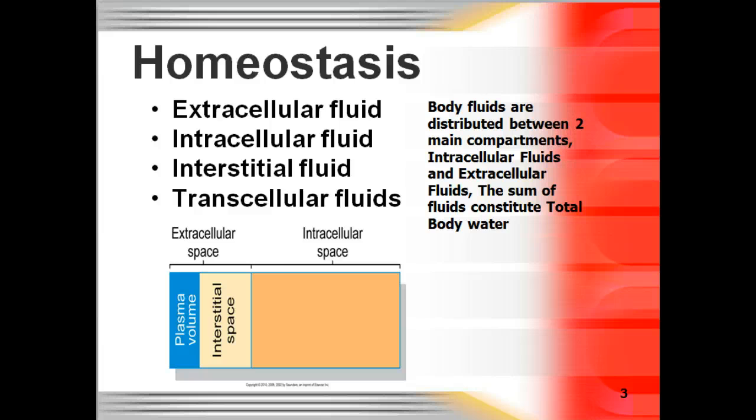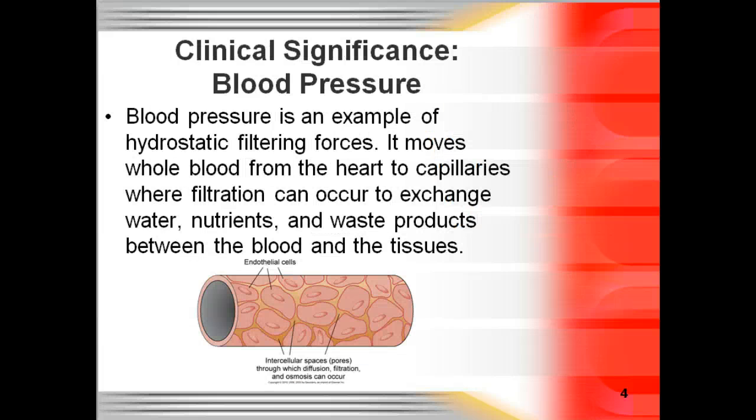There is the clinical significance of blood pressure. Blood pressure is an example of what they call hydrostatic filtering forces, and it moves the whole blood from the heart to the capillaries, and that's where filtration can occur so that you can have an exchange of water, nutrients, and waste products between the blood and the tissues. You can see here the endothelial cells and the intracellular spaces, the pores through which diffusion, filtration, and osmosis can occur. The whole blood is moved from the large vessels to the small, and that's how the filtration occurs within that system.